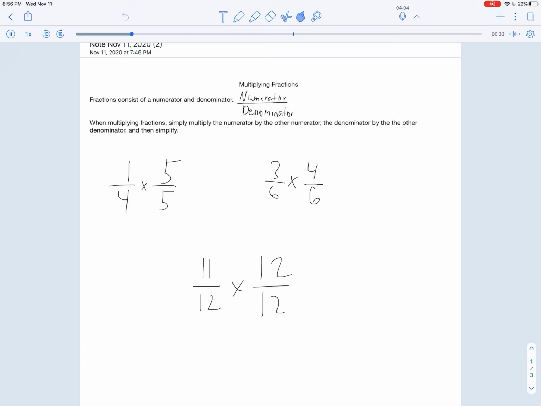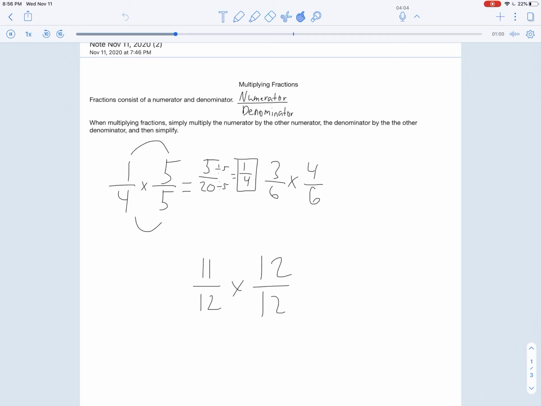So we have 1/4 times 5 over 5. Well, I want to multiply my numerators by each other, and I want to multiply my denominators by each other. So 1 times 5 is 5, and 4 times 5 is 20. Okay, I get 5 over 20. I can multiply or divide the top and the bottom by 5. I get 1 over 4. And simple as that, my first answer is 1/4.